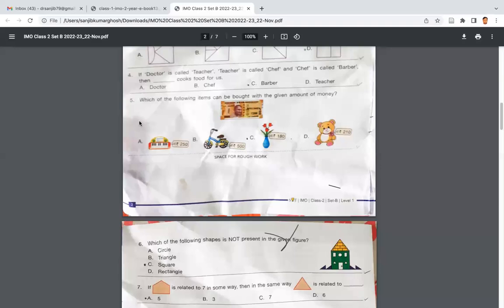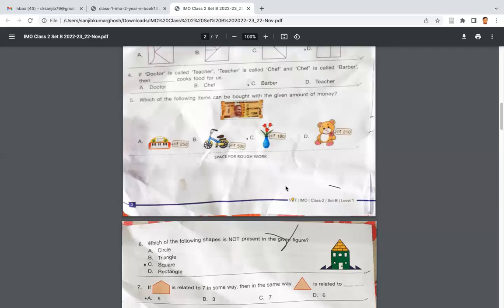Okay, now tell me number five, Beta. In number five, what is the question asking for? Which of the following items can be bought with the given amount of money? The given amount of money is 200. So which of the items cost equal to 200 or less than 200? Find it out, Shuanshu.